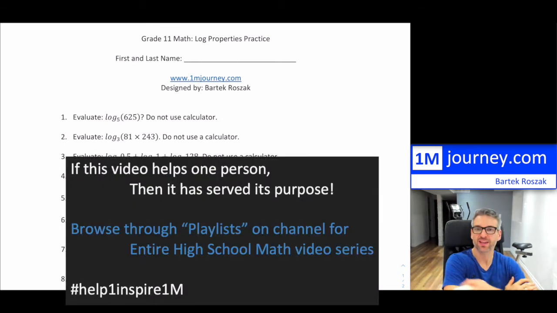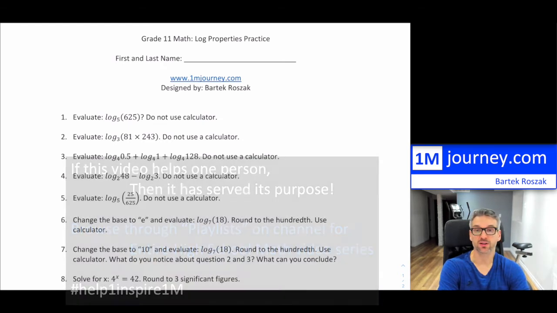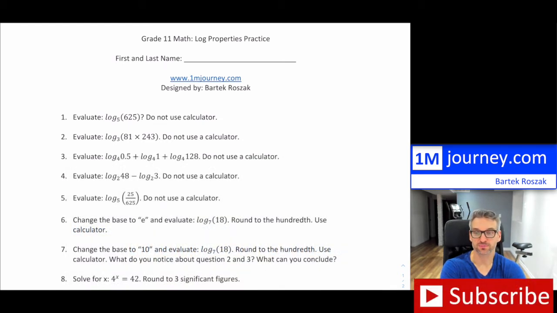Welcome back. Log properties, and basically this is just a practice. Now you should understand the log properties, and of course if you like, you can watch the video on those log properties. I did make them. I'll put up a link above there for you. You will be utilizing them.